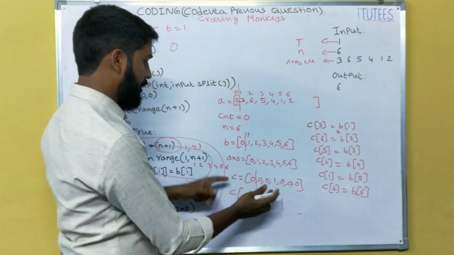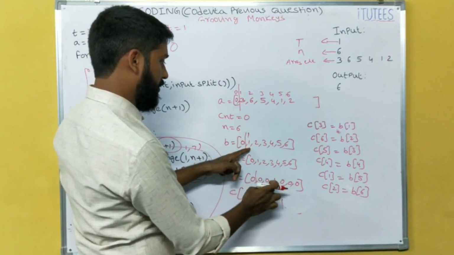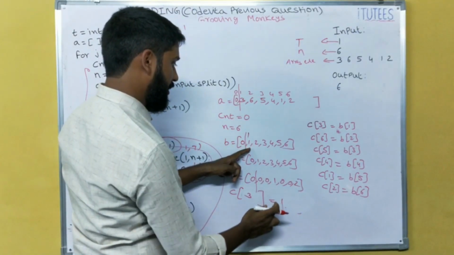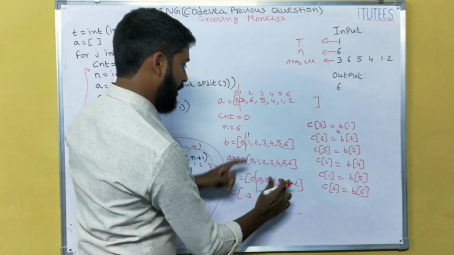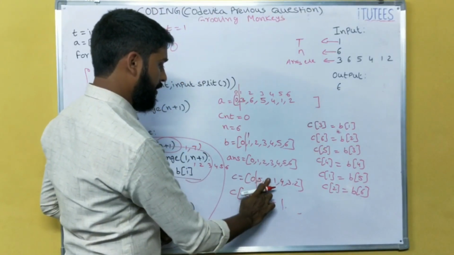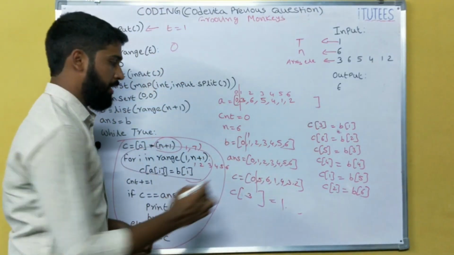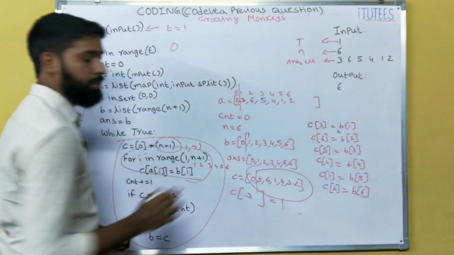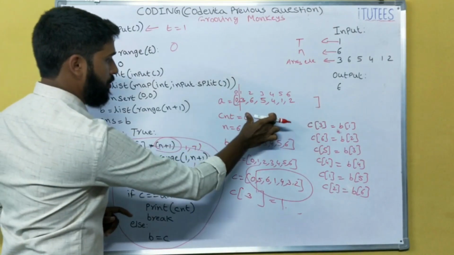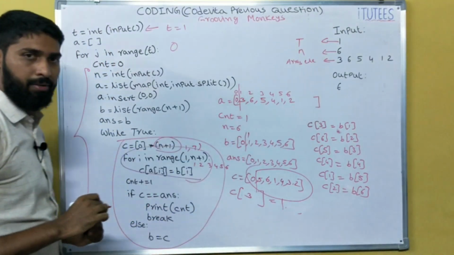So this is the C. So C equals B of 1, that means 1. So this is the 2. After iteration 3, after iteration 4, after iteration 5, this is the 6. In the first iteration the C becomes like this. After that we increment the count. That means now the count is incremented by 1.